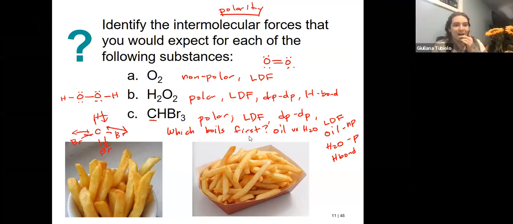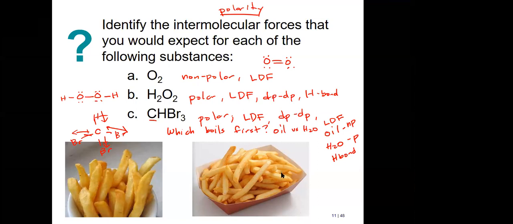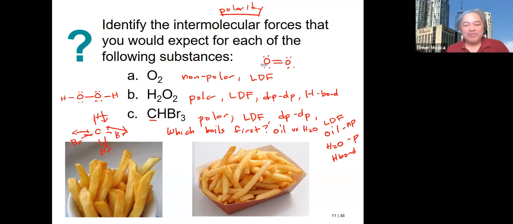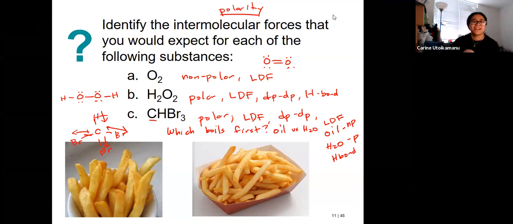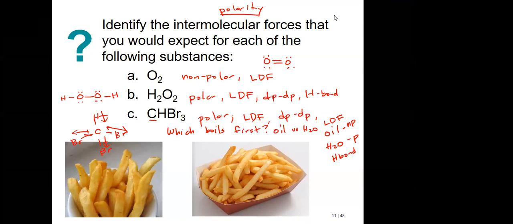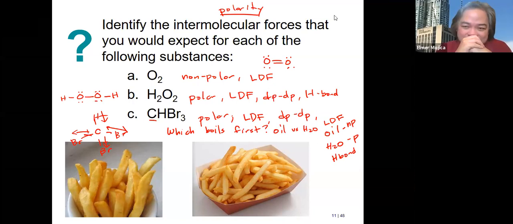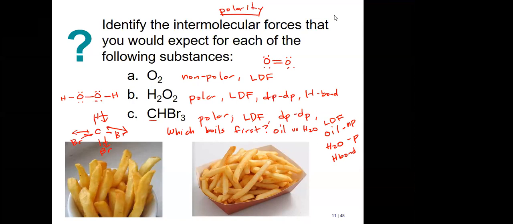Oil, because it gets hot first. Water. I think it's water, because oil can get hot, but it's not going to start to boil. Yeah, I think it's water. Change my answer, water. Professor, it's water. The answer is water.